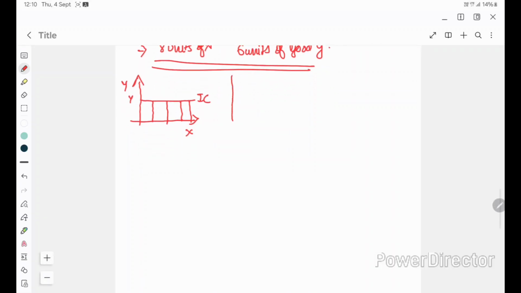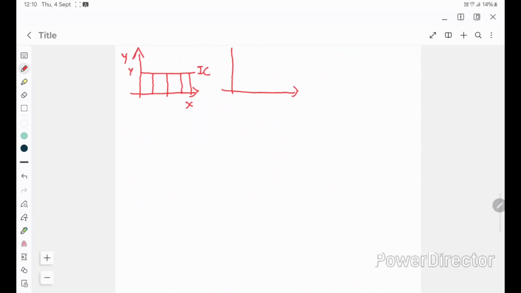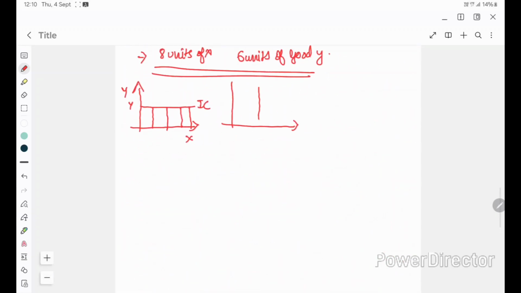Now let's say there's another condition where the IC curve is vertical to the y-axis. Now what is happening in this case?